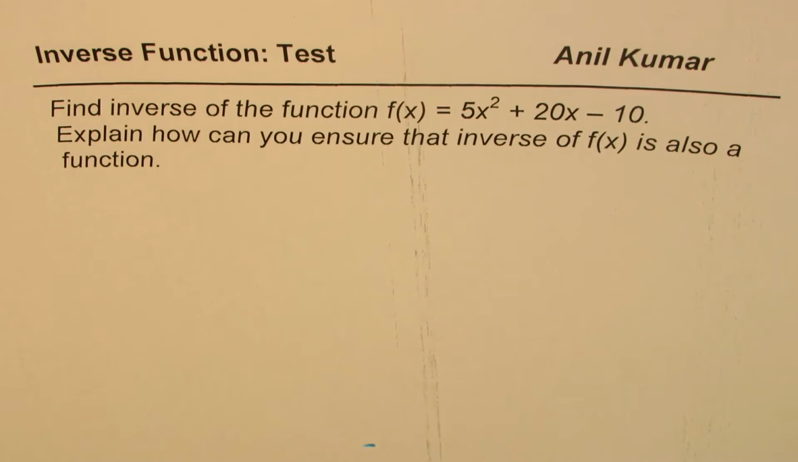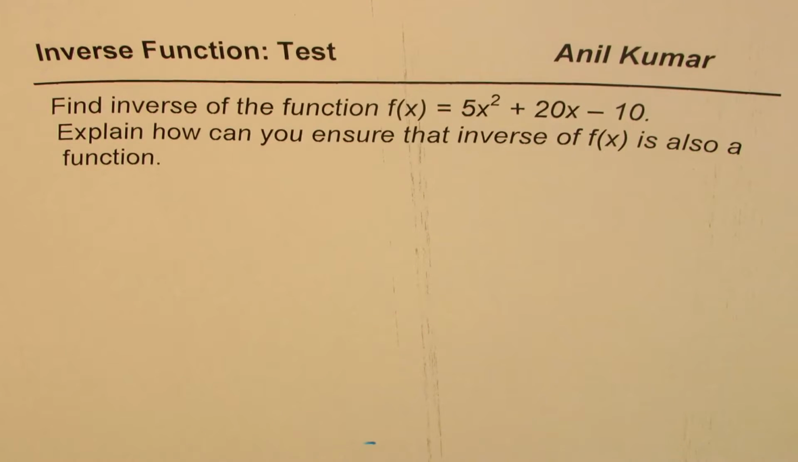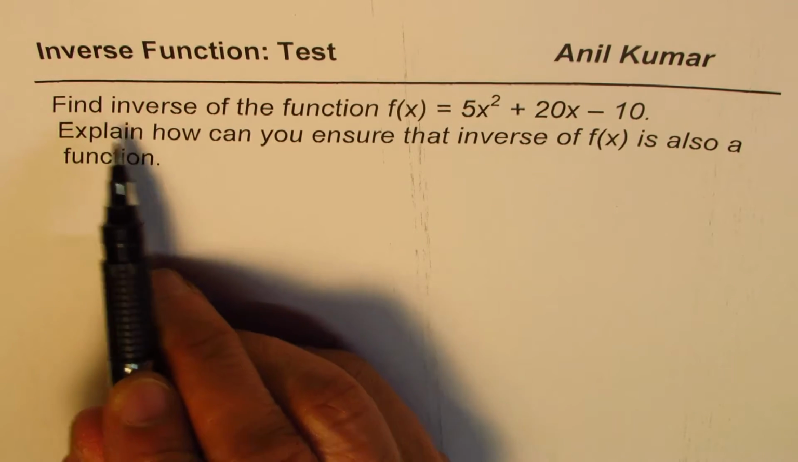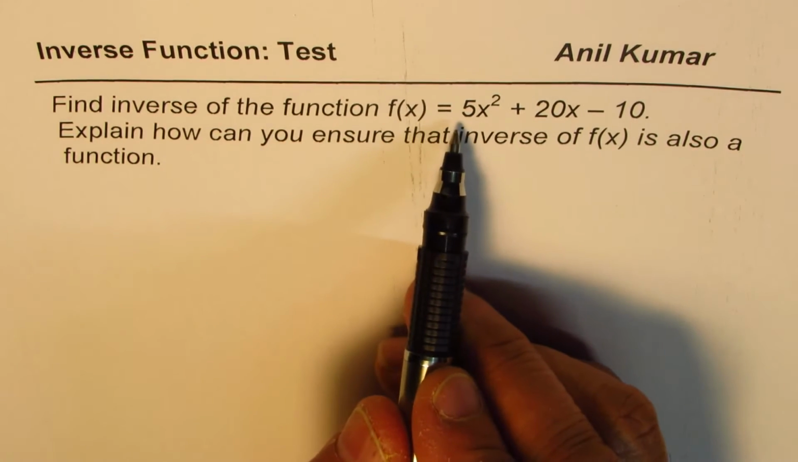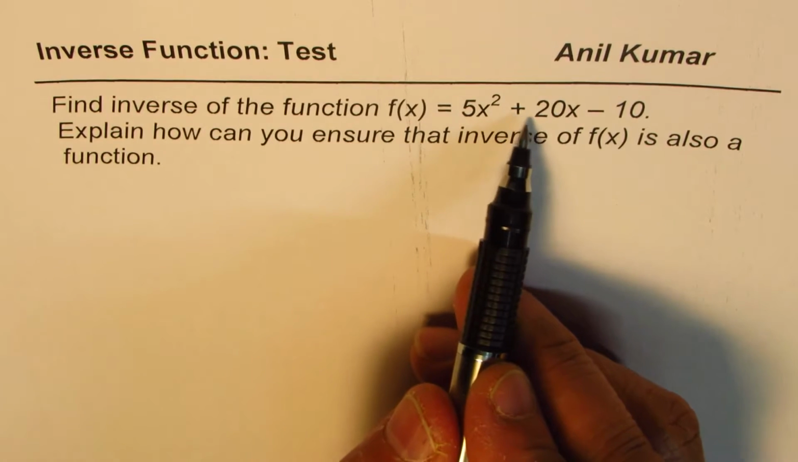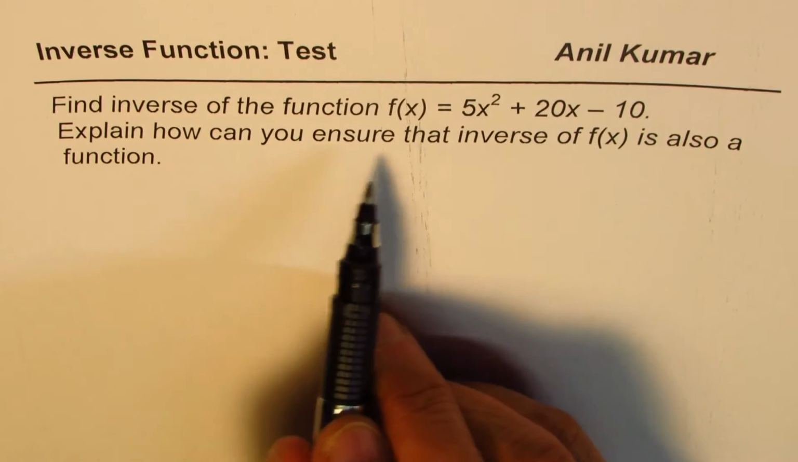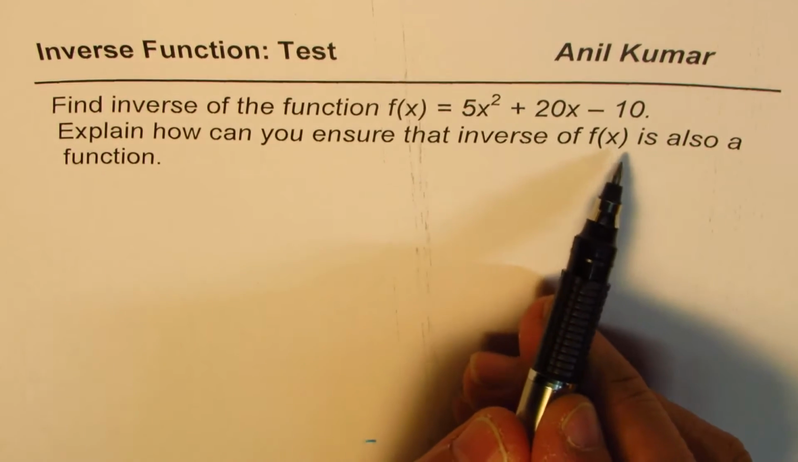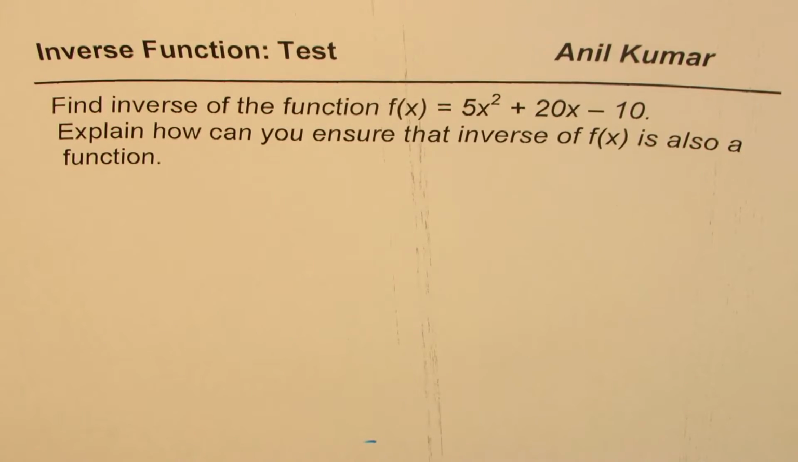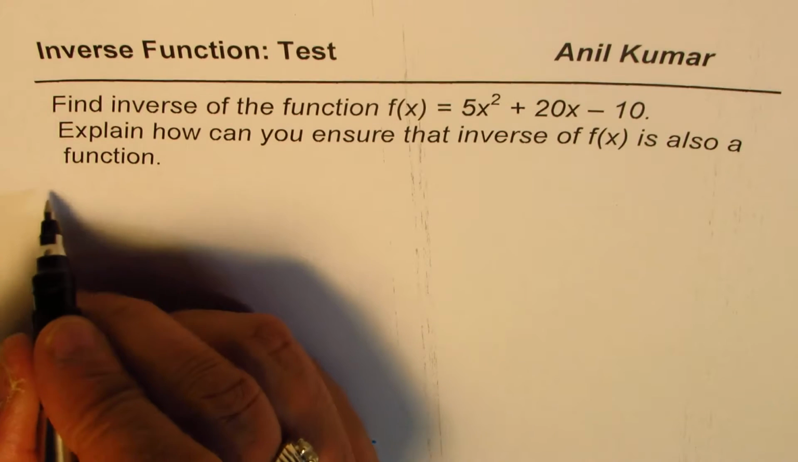I'm Anil Kumar, and in this video we'll discuss how to find the inverse of a quadratic function, especially when it is given in standard form. The question here is, find the inverse of the function f of x equals 5x squared plus 20x minus 10. Explain how you can ensure that the inverse of f of x is also a function. So let's find the inverse of this function.